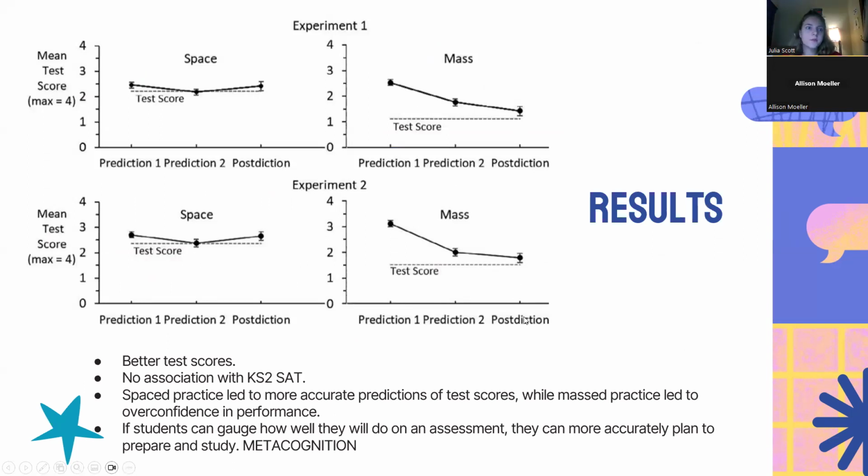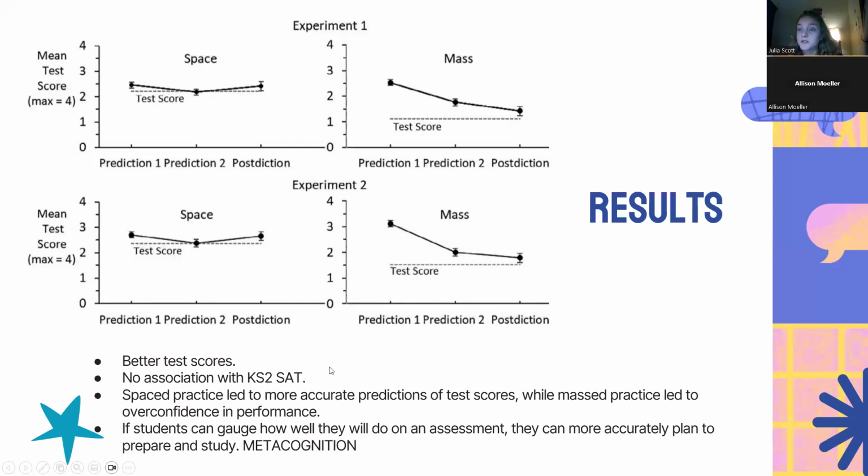Here are the results. In experiment 1, the group who spaced practice, their initial prediction is right here at like a 2.5. They practiced the problems again within another week, predicted again how they would perform on the test, and then took the test and predicted how they performed, okay? You can see here that when they spaced practice, the students' predictions of how they were doing were a lot more accurate compared to when you mass practice.